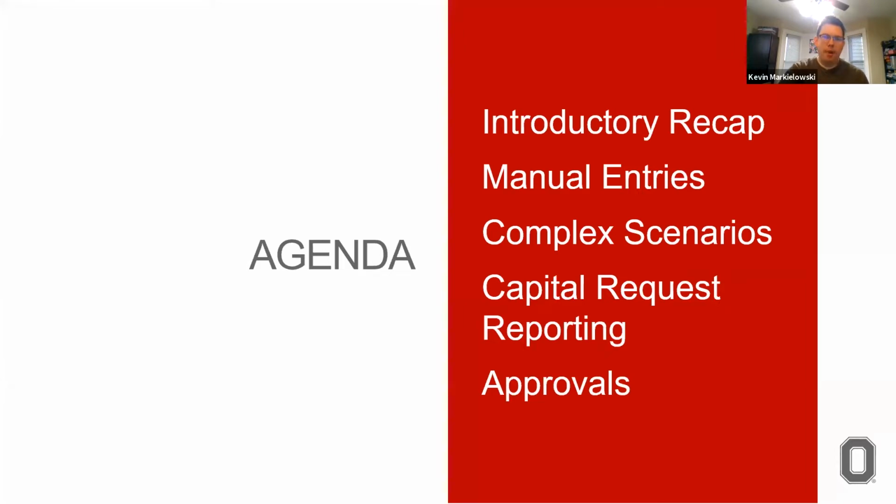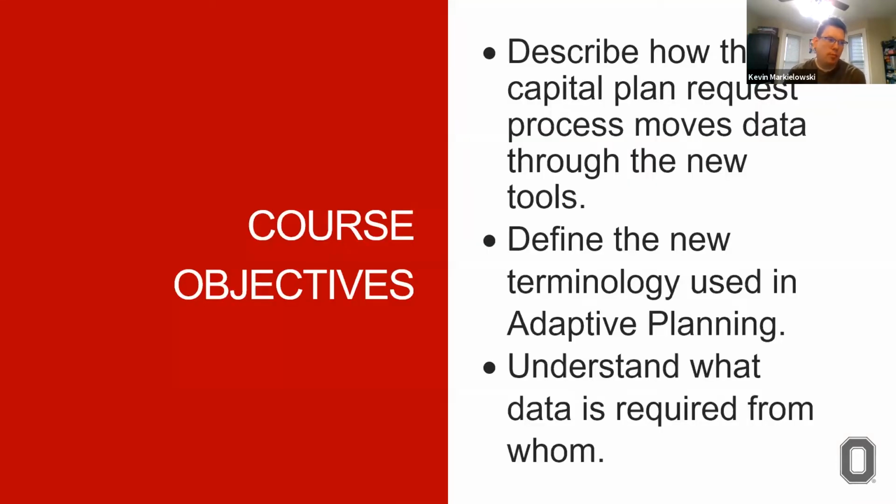So by the end of the course today, you should be able to describe how the capital plan request moves through the data, all the way through the new tools. You'll be able to talk about some of the new terminology that is being introduced by the new system. Adaptive, as I mentioned, is completely brand new for the university. So just understanding what your versions are, what levels are, things like that. It's easy to get mixed up before you start using the system. So making sure that you understand that. And then also understanding what data is required from whom and when during the process.